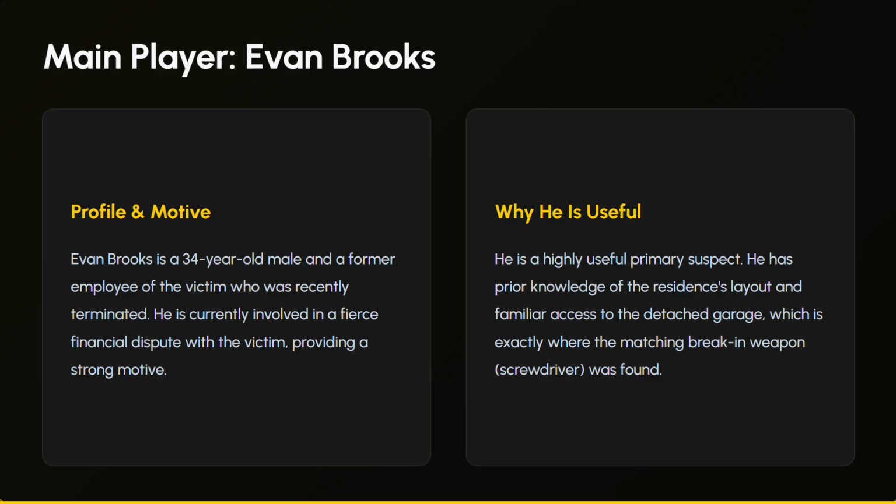So the main person I have here is Evan Brooks. He's a 34-year-old male and a former employee of the victim who was recently terminated. He's currently involved in a fierce financial dispute with the victim, providing a strong motive. He is a highly useful primary suspect. He has prior knowledge of the residence layout and familiar access to the detached garage, which is exactly where the matching break-in weapon was found.